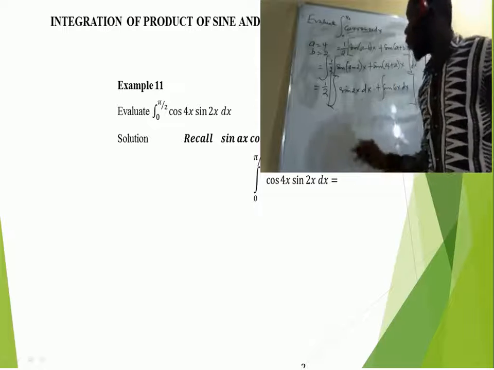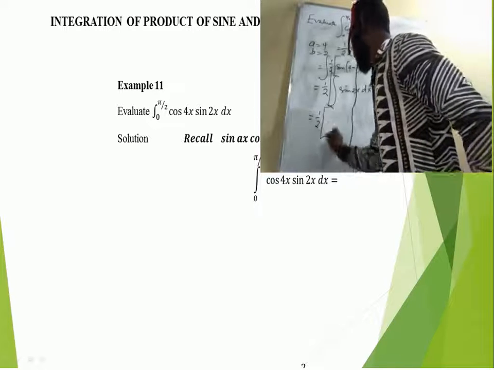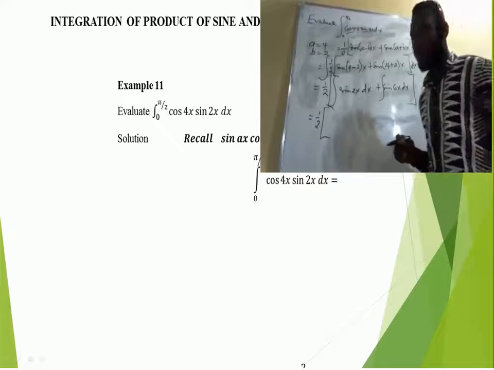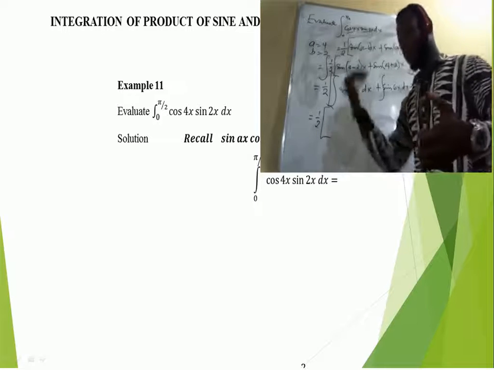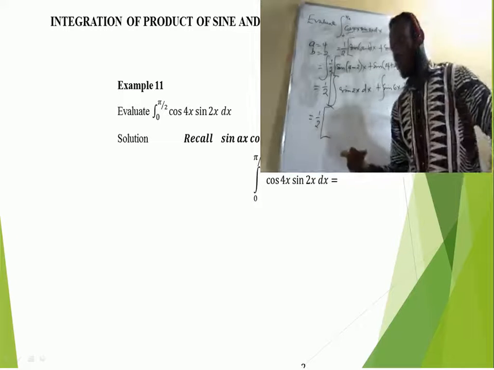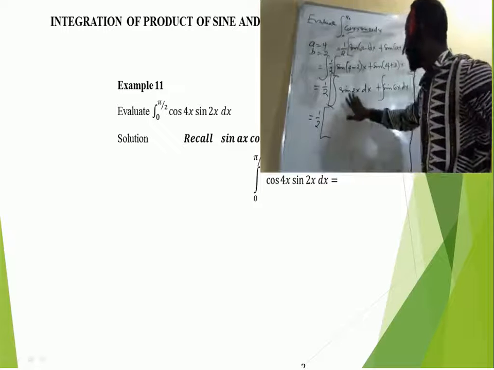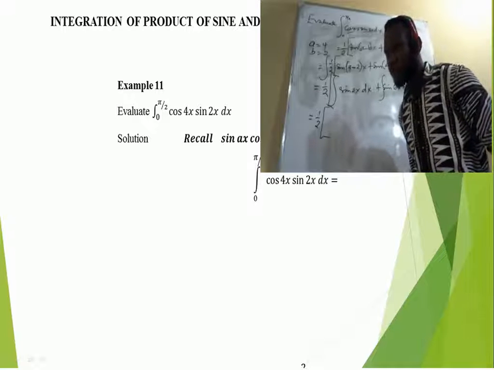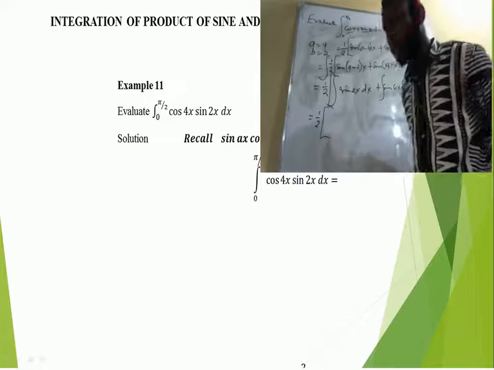Okay, if there is no question, we now have 1 all over 2. If we integrate sine 2x, what will it give us? Who can tell us? I've done a similar one for you in the previous example where we were asked to integrate cos 4x. If you are integrating sine 2x, what will it give us? Anybody? If you know, raise up your hand.